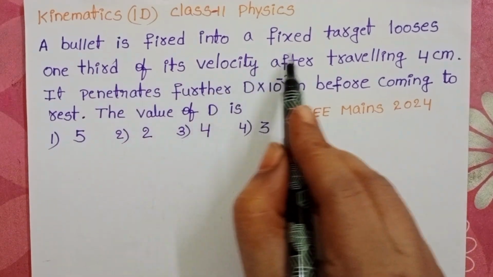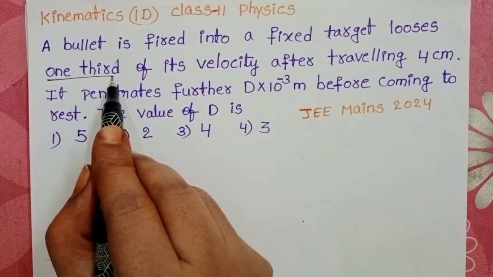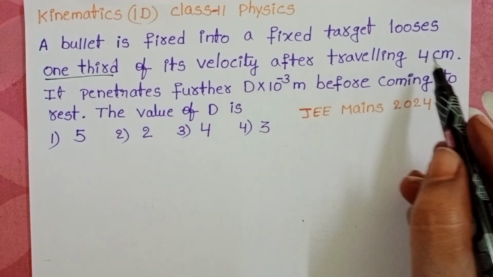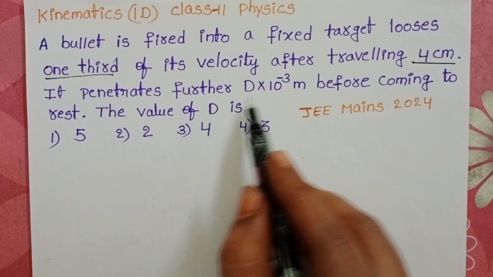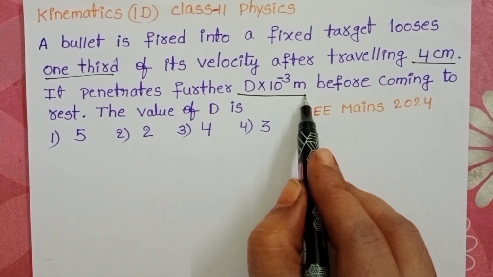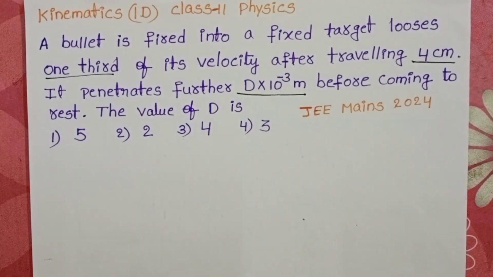A bullet is fired into a fixed target, loses 1/3 of its initial velocity after traveling 4 centimeters. It penetrates further d into 10 power minus 3 meters before coming to rest. The value of d is.